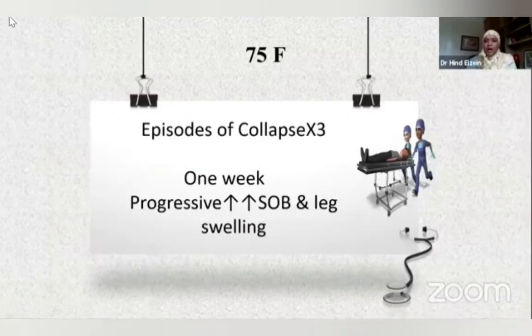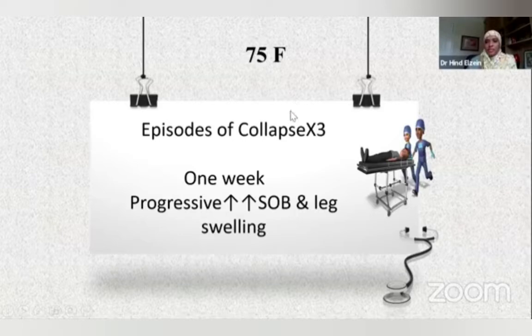Our case is about a 75-year-old lady who was brought to the accident and emergency department by the ambulance crew with a history of 3 episodes of collapse. These episodes happened so quickly, with quick recovery. After the last episode, she sustained a minor head injury. She also had a 1-week history of progressively increasing shortness of breath and increasing leg swelling.